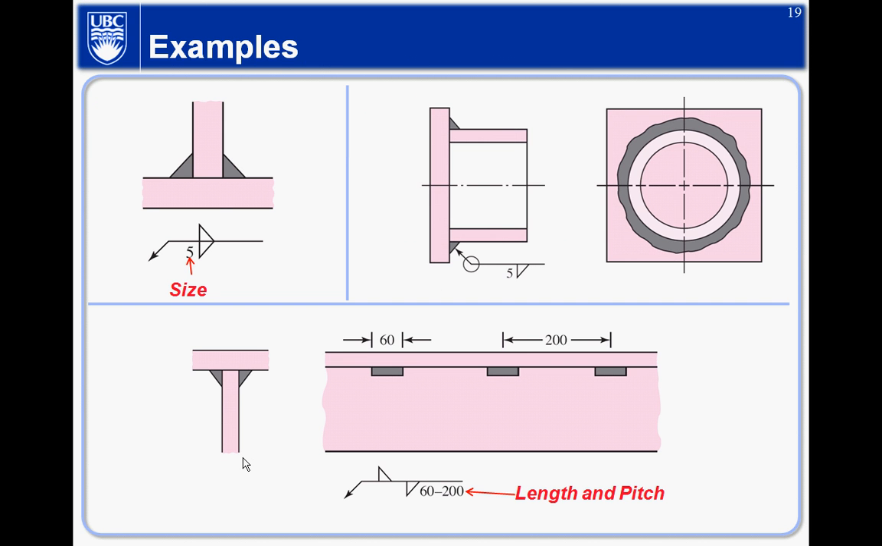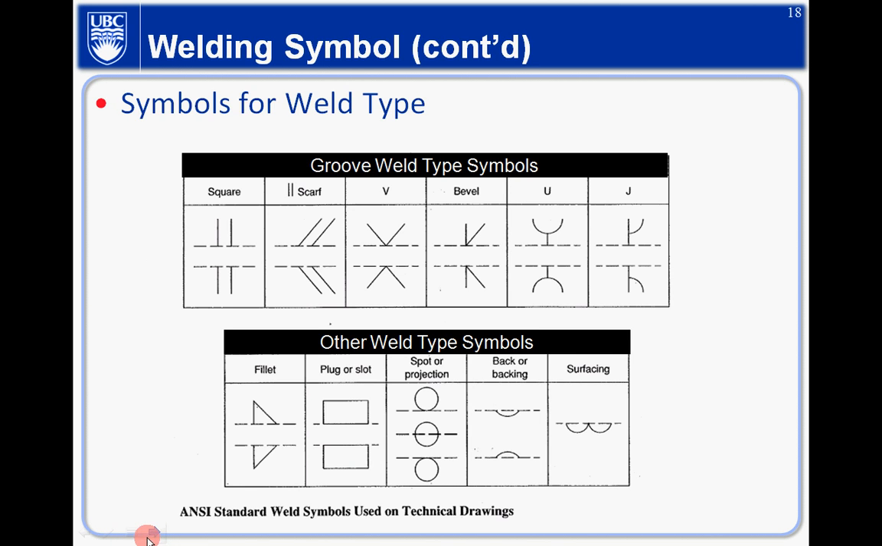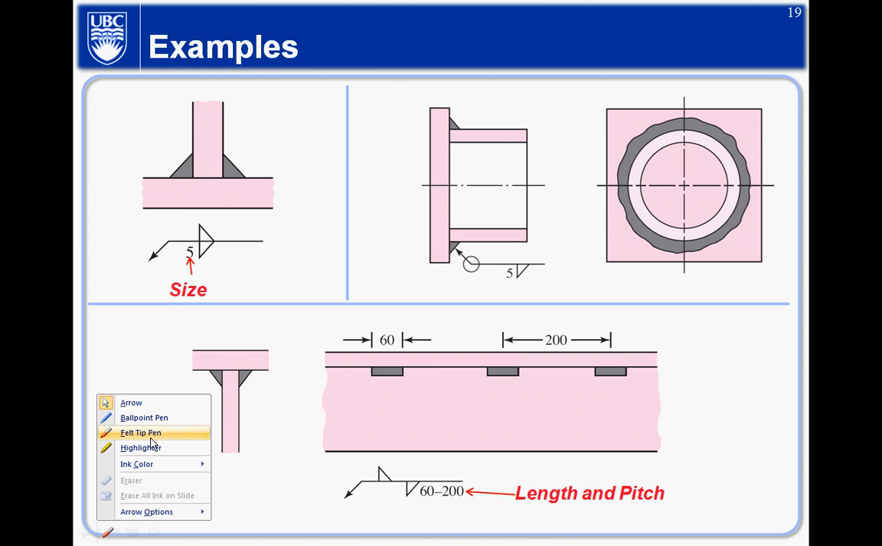So for example, this is a T joint here, and you have a fillet weld. So technically, the symbol should be like this. So what does that mean?